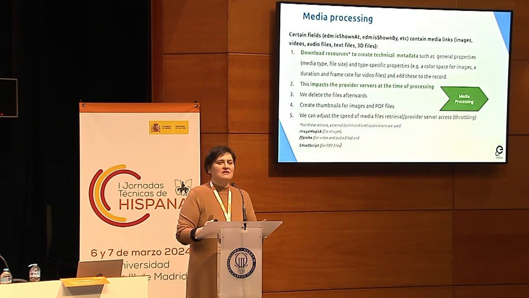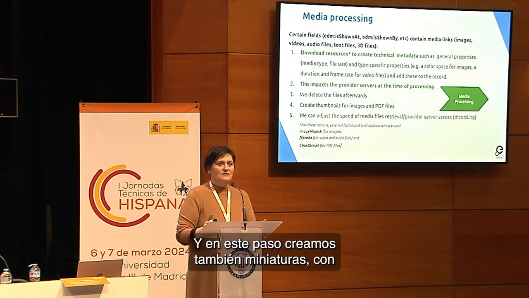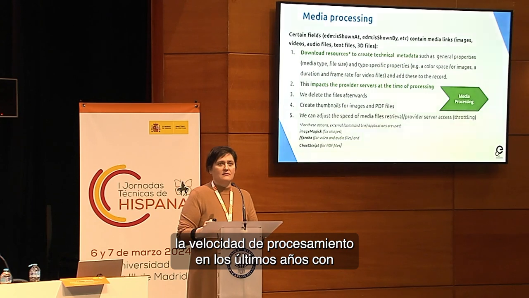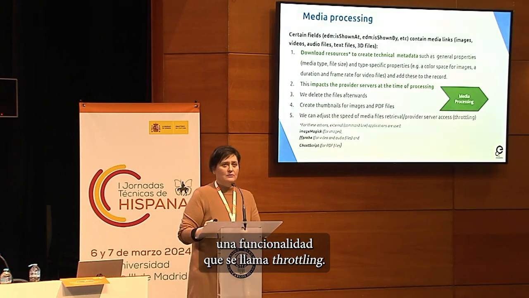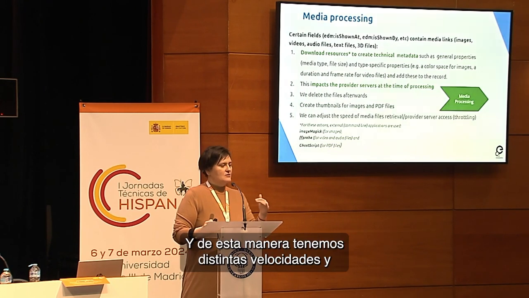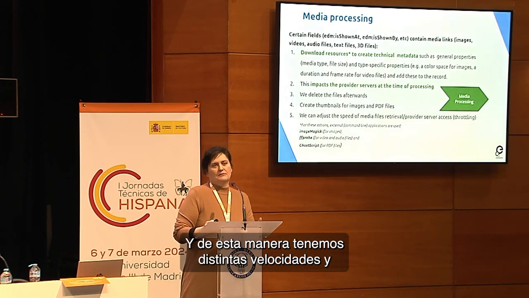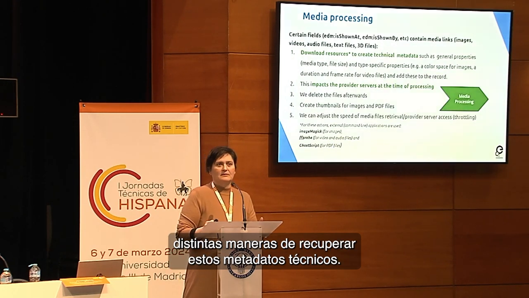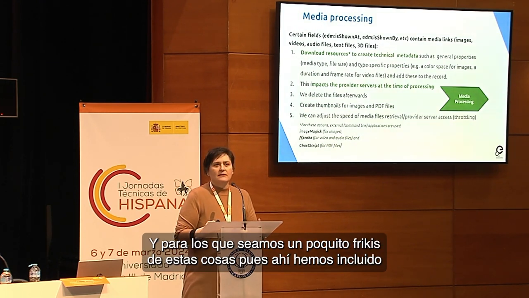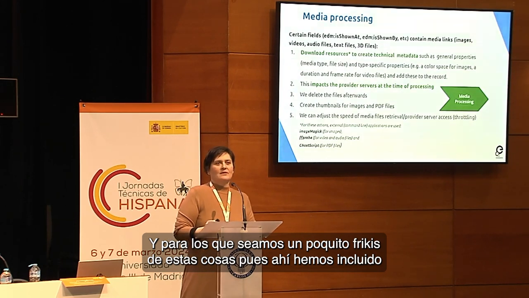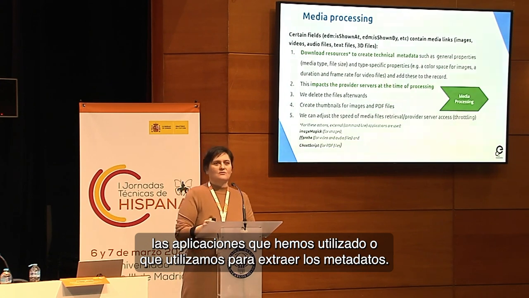During this step, we also create thumbnails for images and from PDF files. And since I think 2 or 3 years, we can adjust the speed of media processing with a feature called throttling. So it has different types, different speeds, for retrieving the technical metadata. And for the geeks out there, there's a note on the applications that we use to extract technical metadata.